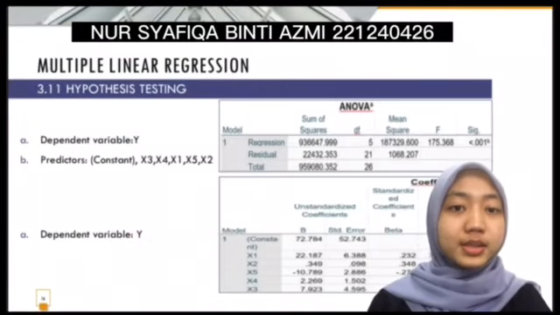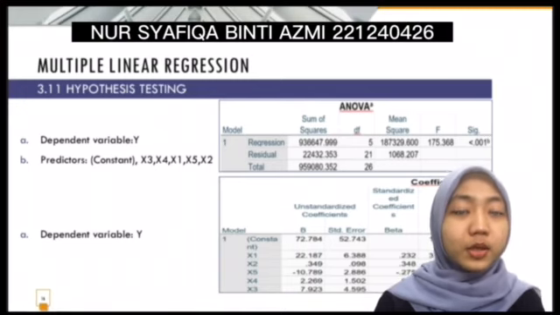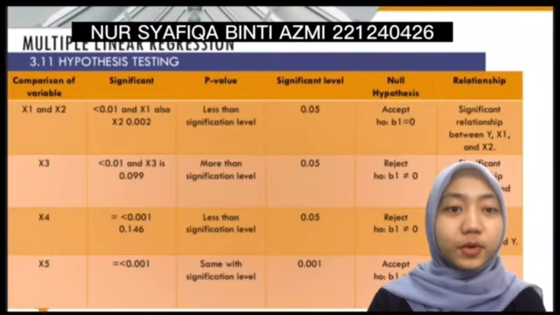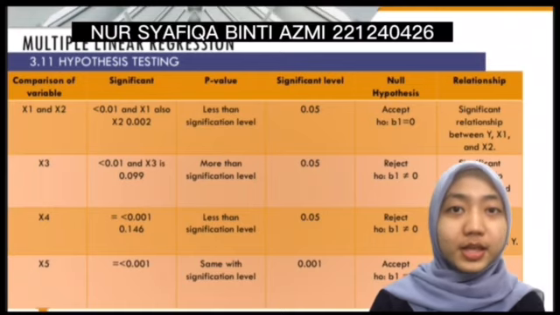1.11 hypothesis testing. For x1, x2, and x5, we reject the null hypothesis because the p-values are less than or the same as the significance level. Then for x3 and x4, we accept the null hypothesis because the p-value is more than the significance level.